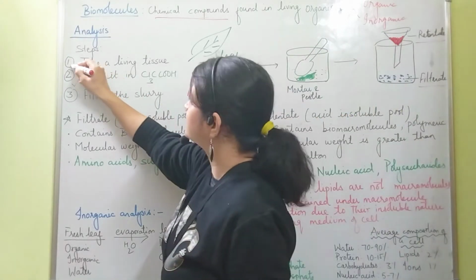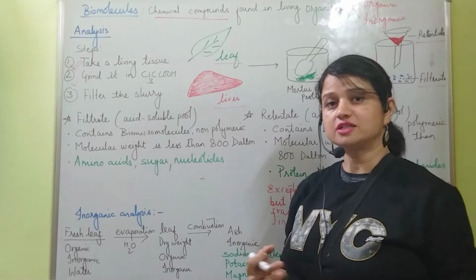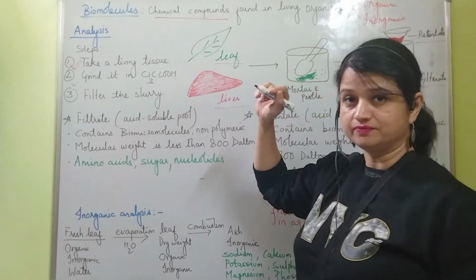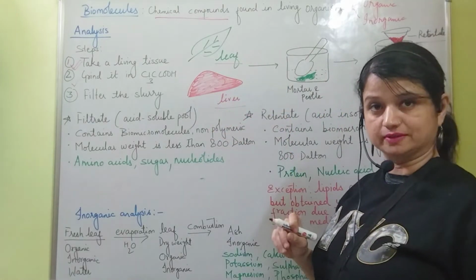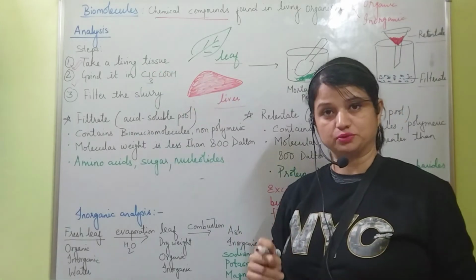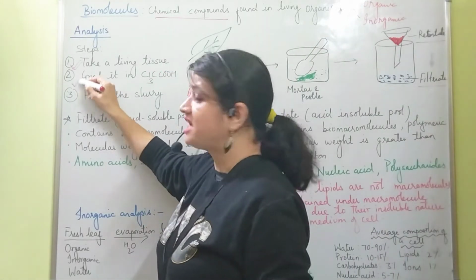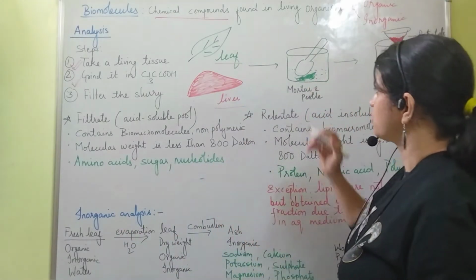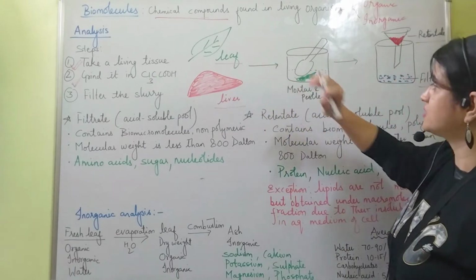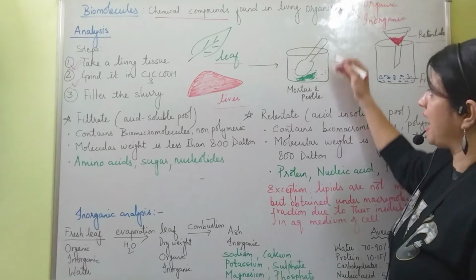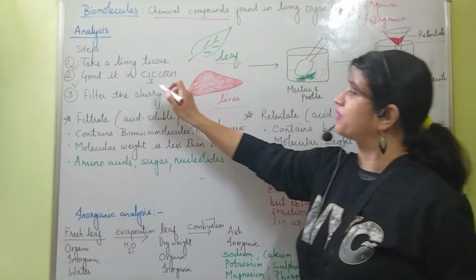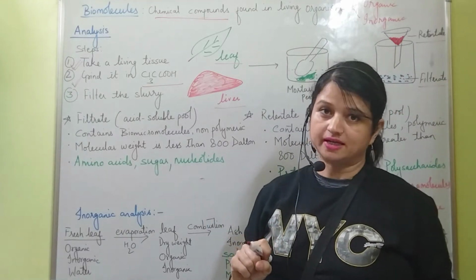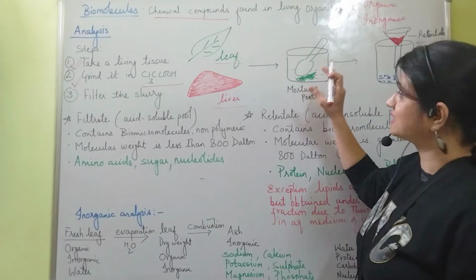First of all, we will take a living tissue. The living tissue could be a plant or an animal. So here we can take either a leaf or a piece of liver. So the first step is to take a living tissue. The second step is that we have to grind that living tissue in trichloroacetic acid. We will transfer the living tissue into a mortar and pestle, add the tissue and trichloroacetic acid, and then grind it. After grinding it, we will get a thick slurry.